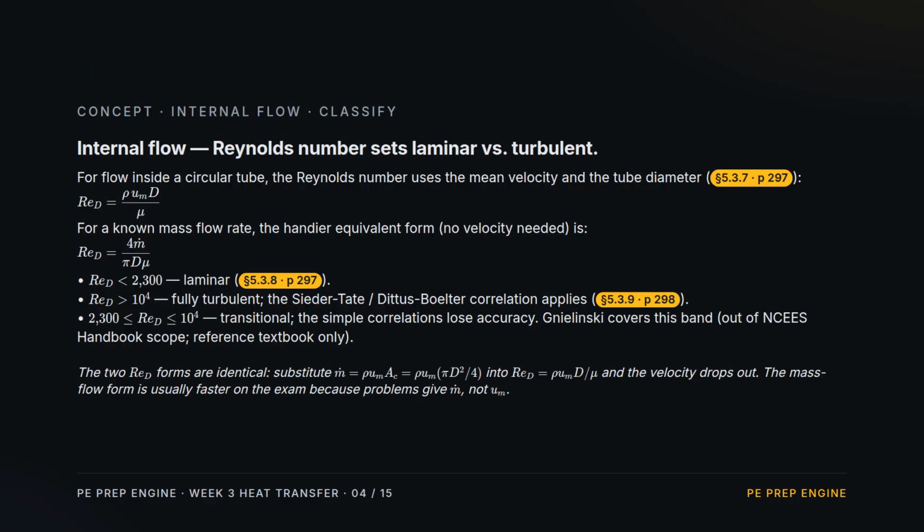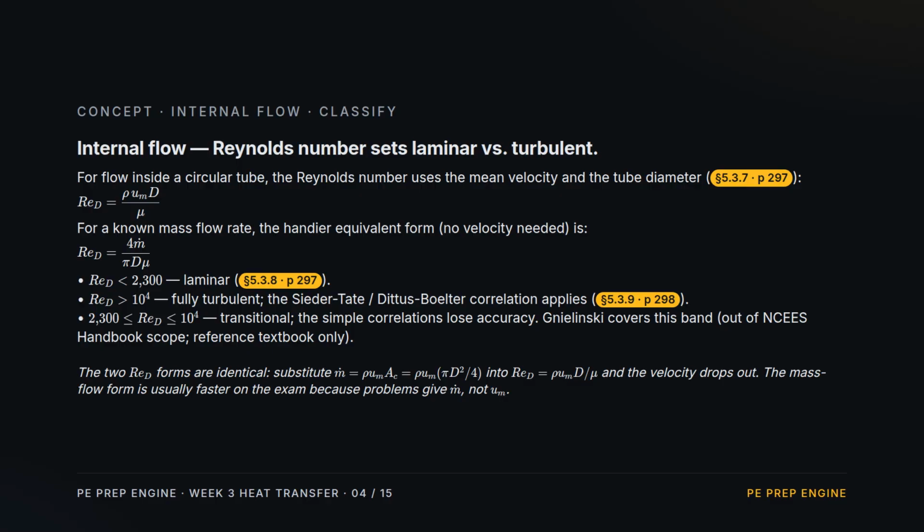Internal flow. The Reynolds number uses the mean velocity and the tube diameter, but for a known mass flow rate, the handier form needs no velocity. 4 m dot over pi d nu. The exam usually gives mass flow, so reach for that.